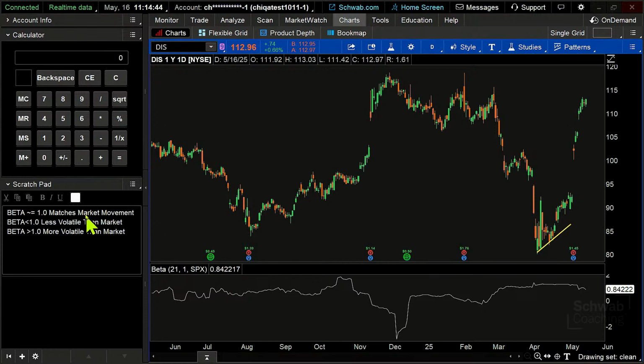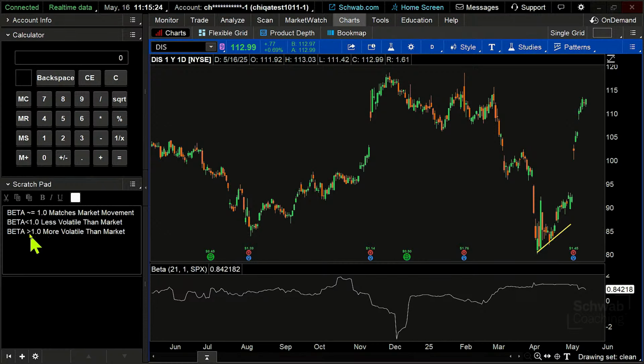Right? Matches whatever it is that we are equating beta to. So market movement in this particular case, we're going to make a fiat assumption is SPX, okay? So a beta of 1 in this particular case, or just about 1, give or take a little bit, matches the market movement as a whole. Beta less than 1 means that the stock is less volatile than the market. And a beta of greater than 1 means that the stock is more volatile than the market.